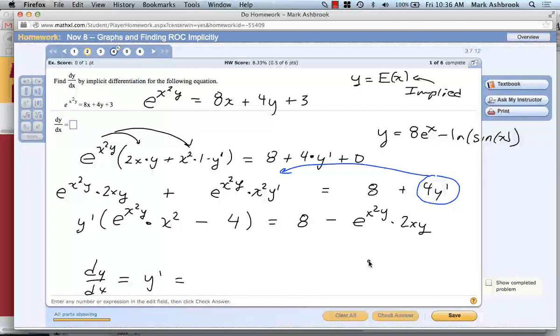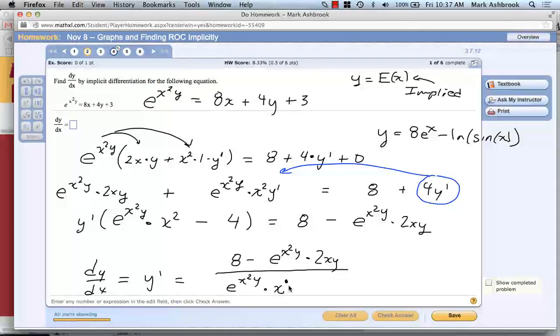Everybody good? Does it make sense? Last step. We got it. So now all we need to do is divide by that term right there. So we've got 8 minus all over. Questions on that?